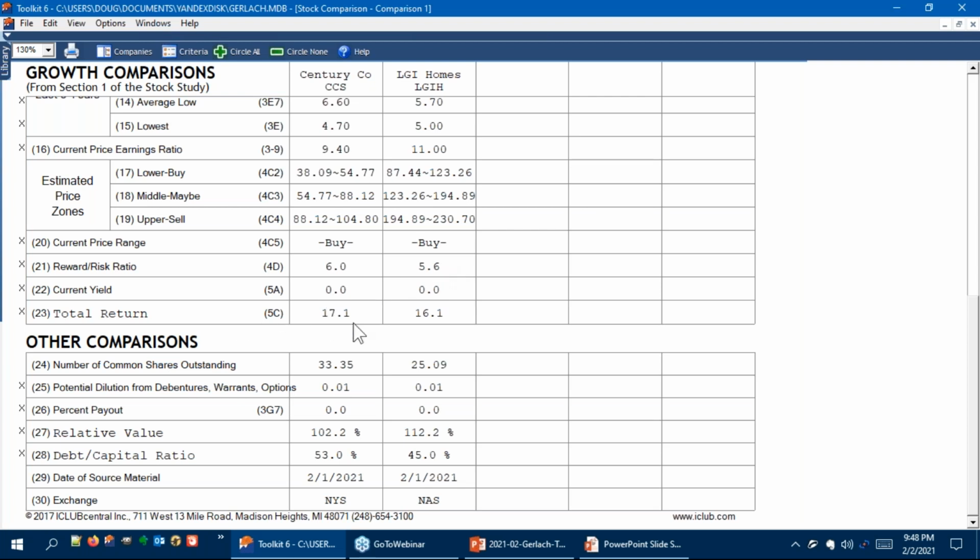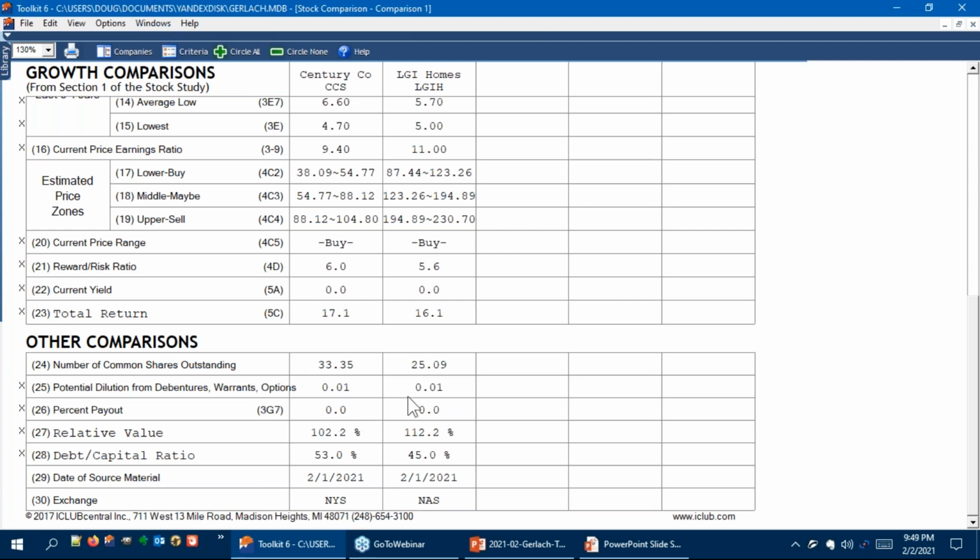Neither of them pays a yield, and the total return is 17.1 to 16.1% on the annualized basis, 17 for Century Communities, 16 for LGI Homes. So again, Century Communities edges out ever so slightly. Number of shares outstanding, we don't have to worry about. Dilution, we don't have to worry about.